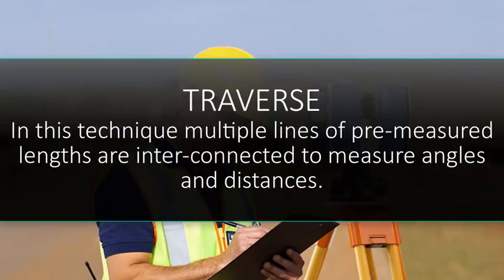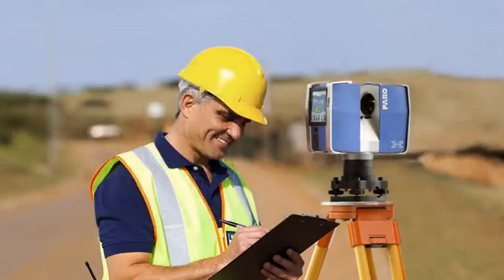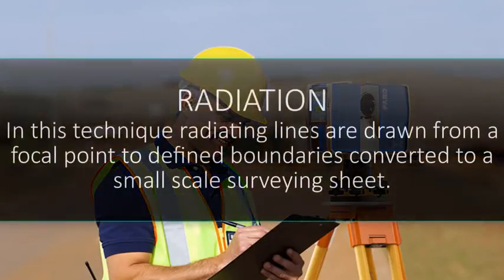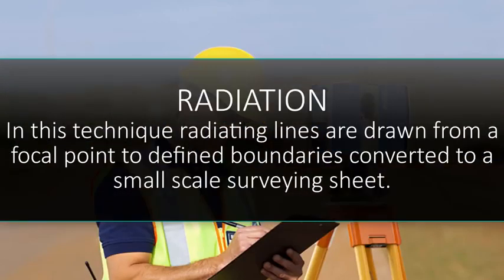Traverse. In this technique multiple lines of pre-measured lengths are interconnected to measure angles and distances. Leveling. In this technique the difference in heights in a terrain are measured with the help of graduated rods. Radiation. In this technique radiating lines are drawn from a focal point to define boundaries converted to a small-scale surveying sheet.